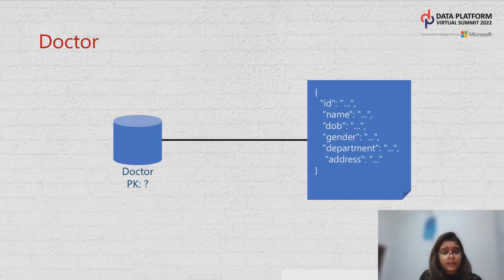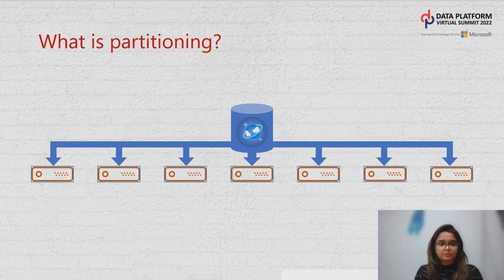Now comes the partition key. So what is partitioning? As the name suggests, it is dividing data into chunks. So we divide data into multiple chunks. In order to divide data into chunks, we need to choose the partition key.